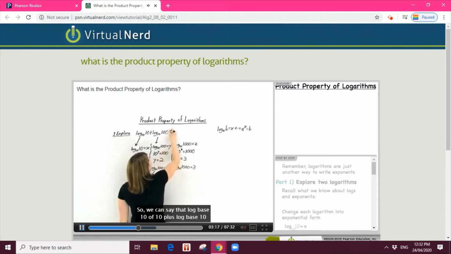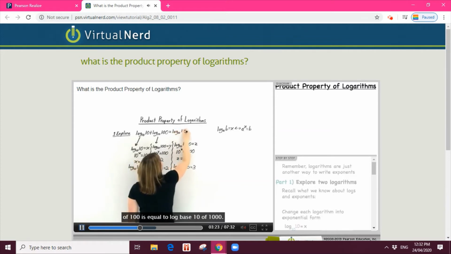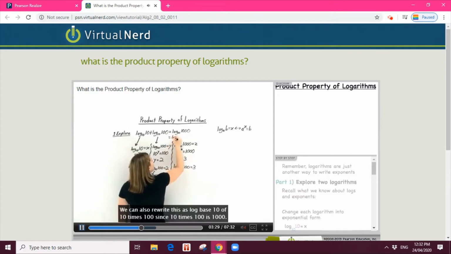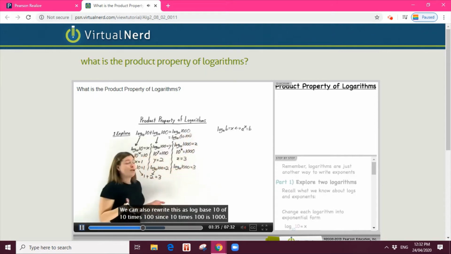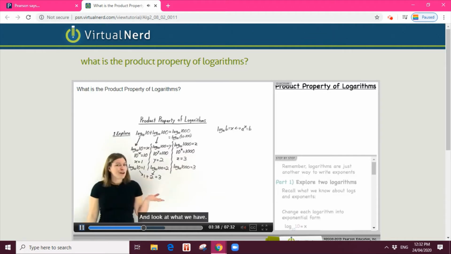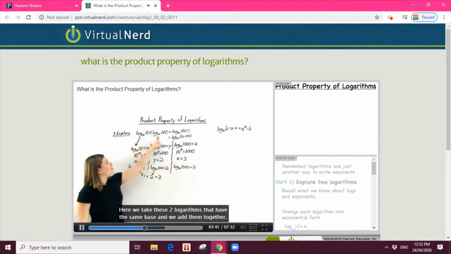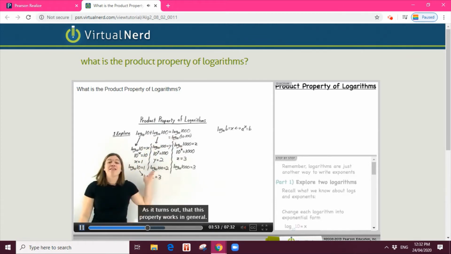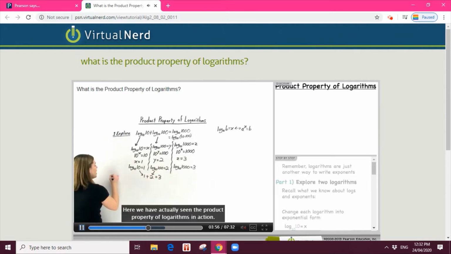So we can say that log base 10 of 10 plus log base 10 of 100 is equal to log base 10 of 1000. And there's another way we could write this. We could also rewrite this as log base 10 of 10 times 100, since 10 times 100 is 1000. And look at what we have. Here, we take these two logarithms that have the same base and we add them together. To do that, we can simply take log of the product of 10 times 100. And it turns out that this property works in general. Here we have actually seen the product property of logarithms in action.